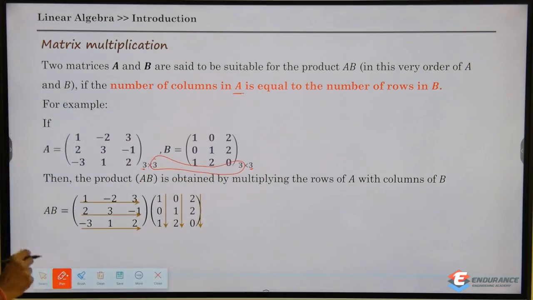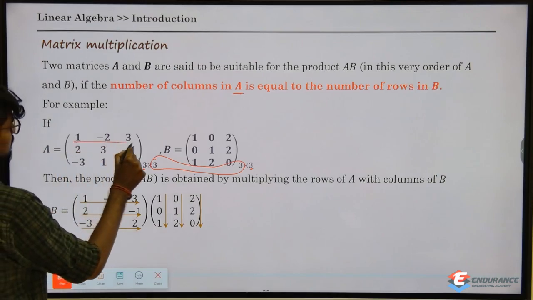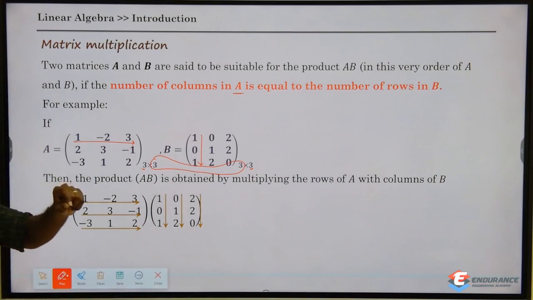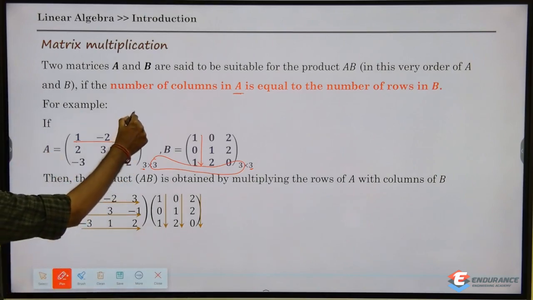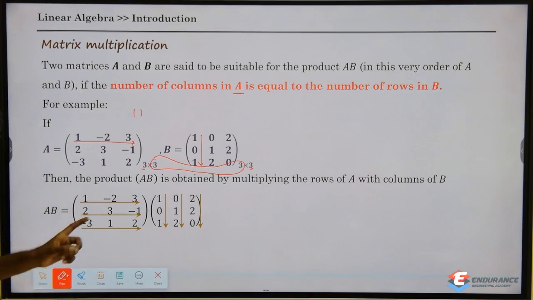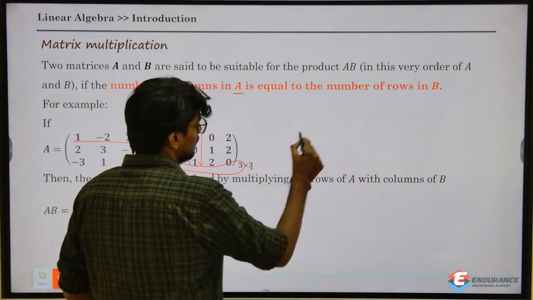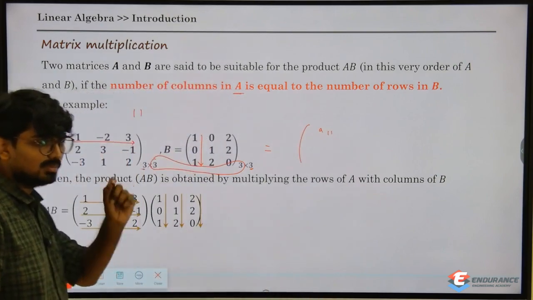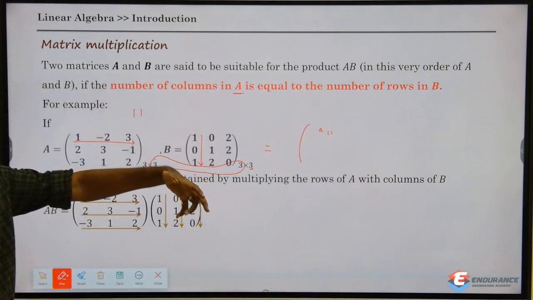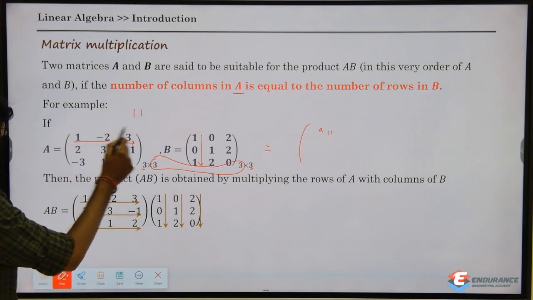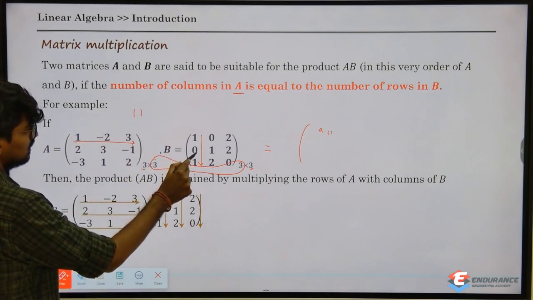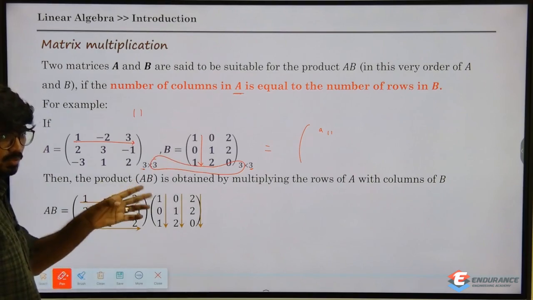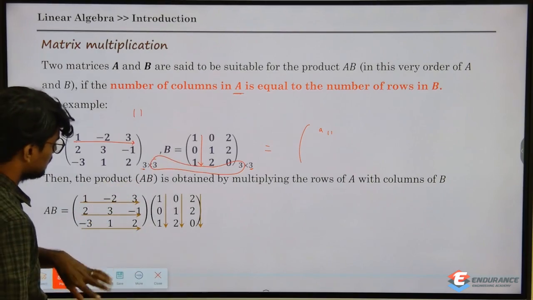How will I be doing the multiplication? Just take the first row, multiply with the first column. First row, first column. Multiply them. That should occupy your A11. So 1 into 1 plus 2 into 0 is 0 plus 3 into 1 is 3. So 1 plus 3 is 4. Okay, that will be your first one.